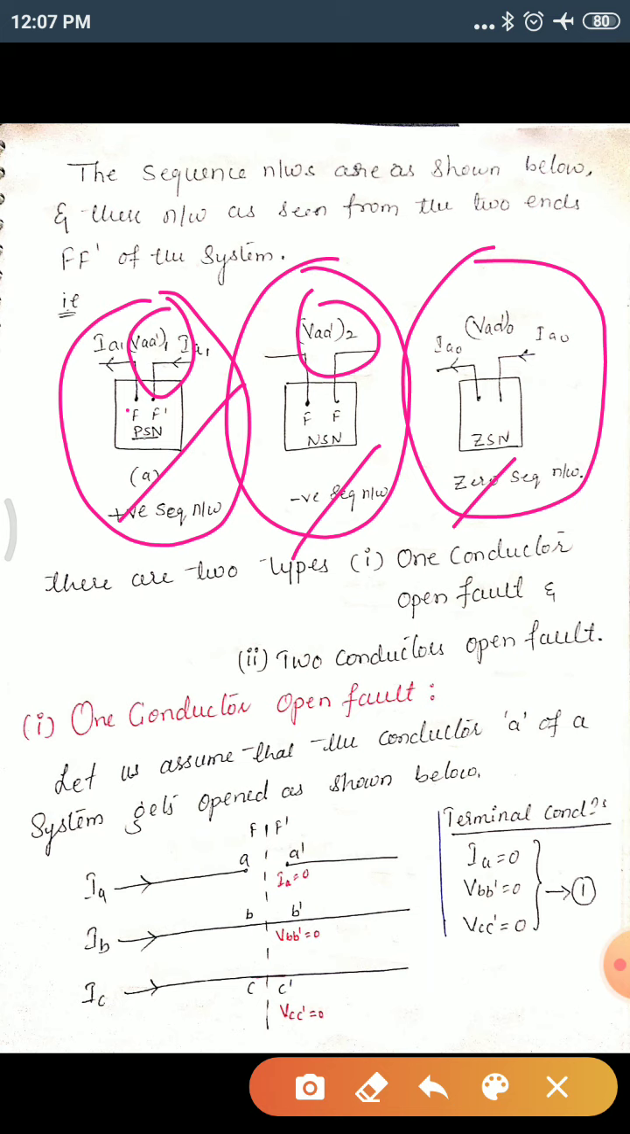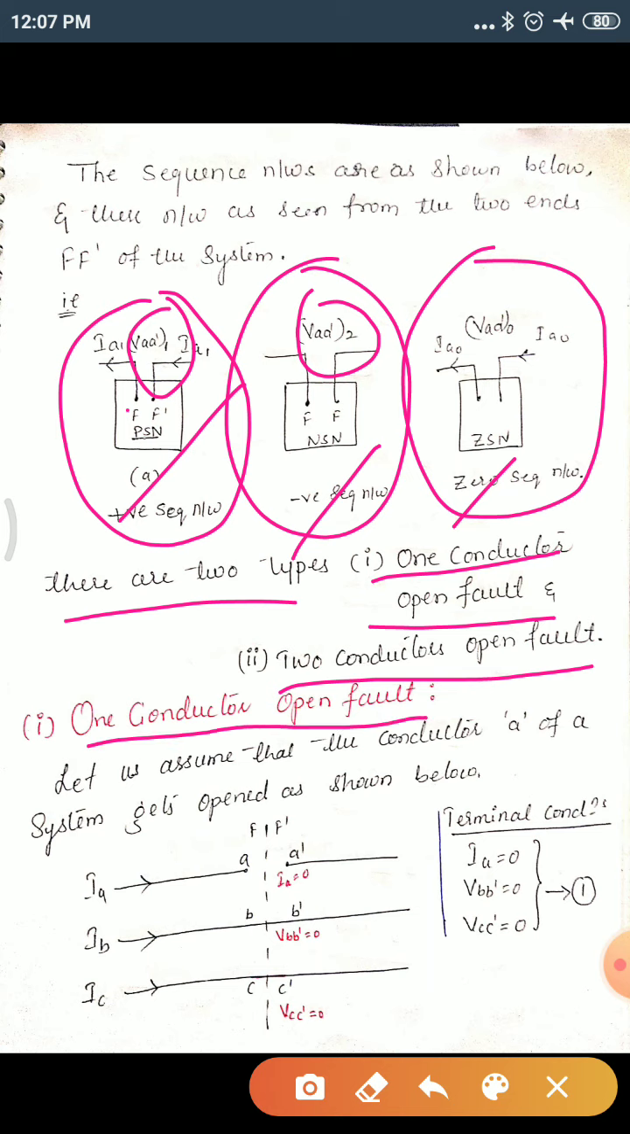As we know, there are two types of open series type faults, classified as one conductor open fault and two conductor open fault. Let's see them one by one. Let's take the first one, the one conductor open fault. As the name indicates, among the three conductors one is open.